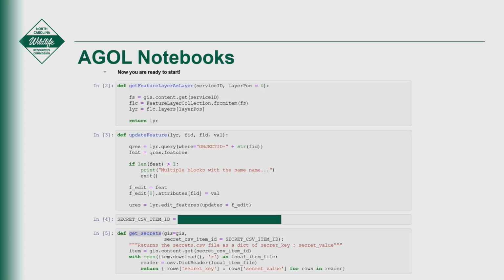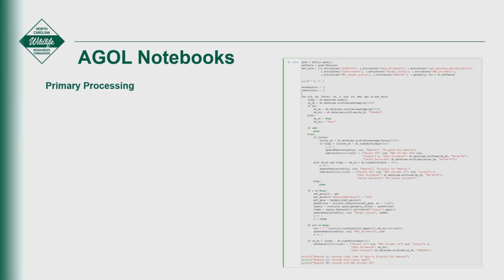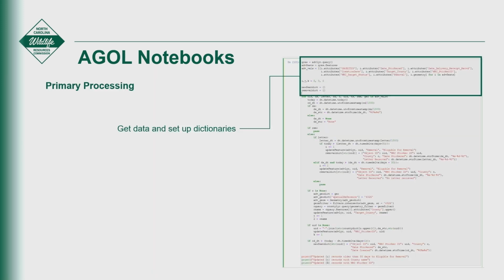So then define some functions: get your feature layer, a function to do some updating to the feature itself, and then a way to connect the webhook, which is part of our notification process. But general primary processing here: get the data and create some empty dictionaries.